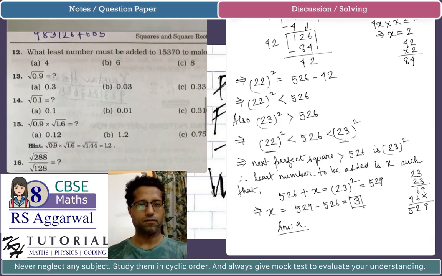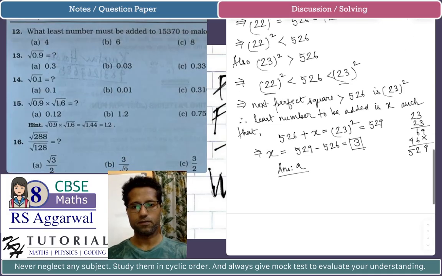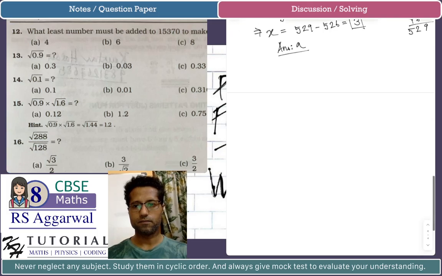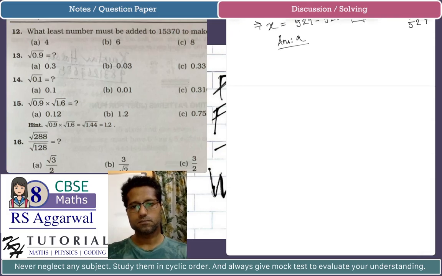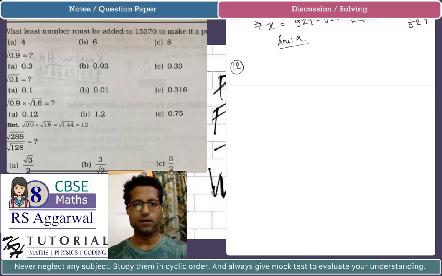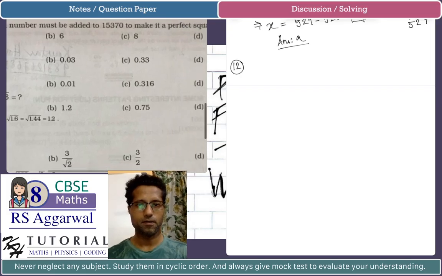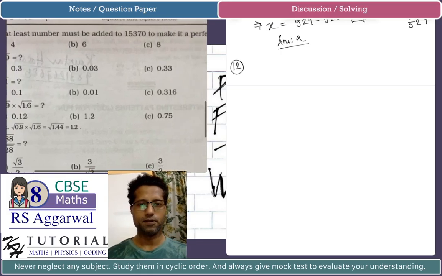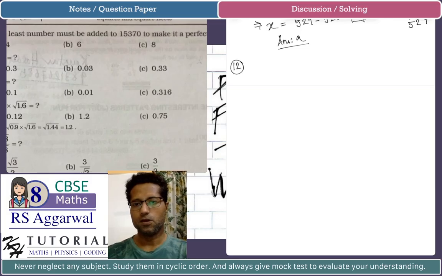Okay, let's solve question number 12. What least number must be added to 15370 to make it a perfect square? This time it is the same as question number 11, but the number is 15370. So we have to do the long division for finding the square root of 15370.